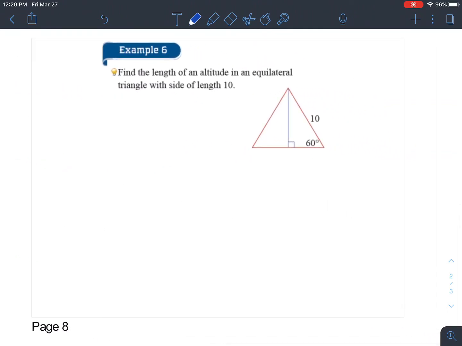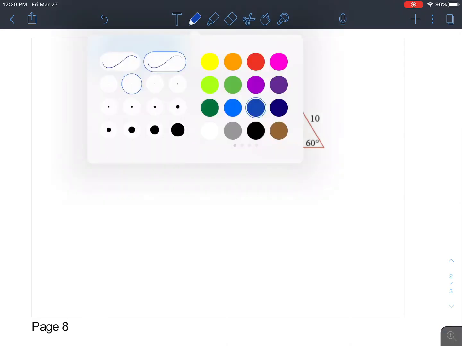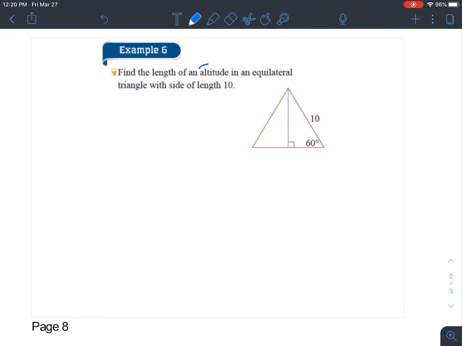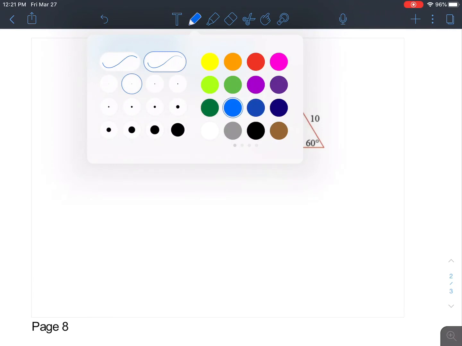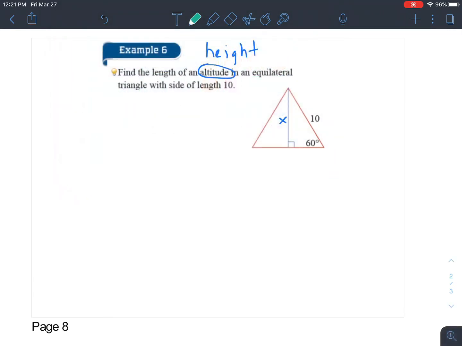Okay, this one, we have to find the length of an altitude in an equilateral triangle with the side of length 10. So just as a reminder, the word altitude means height. So I'm just going to put an X there. That's what we're trying to find. Then we have to label the three parts of our triangle. So we know, once again, shortest side is going to be D. Hypotenuse is going to be 2D. And lastly, we've got d root 3 for our height.